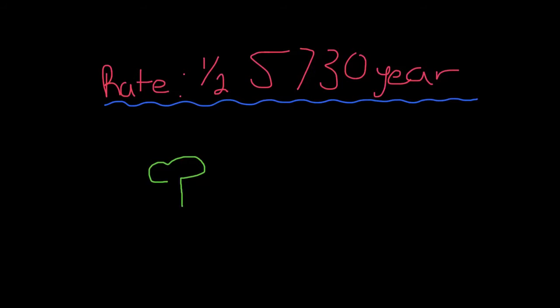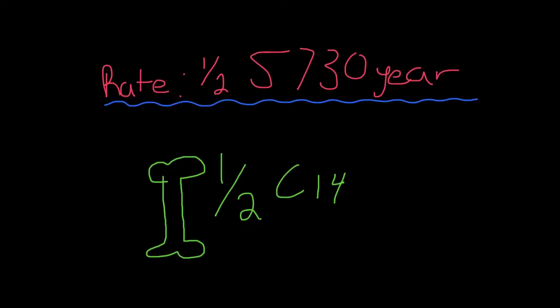Let's draw a bone. This is our nice bone. So you dig up a bone and you say, hey, this bone has about half of the carbon-14 of everything that is alive today. So it would be safe to say, well, this bone is about 5,730 years old, give or take. And this is the rate at which carbon decays, used to figure out how old a bone really is.